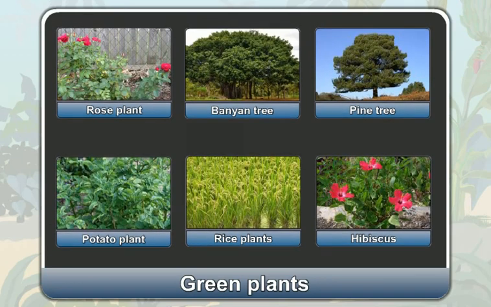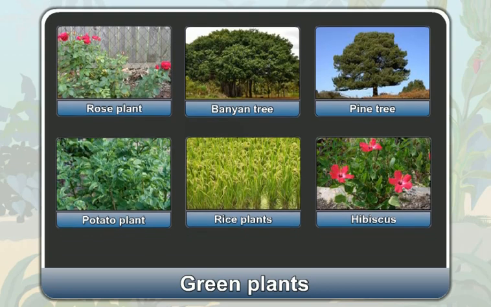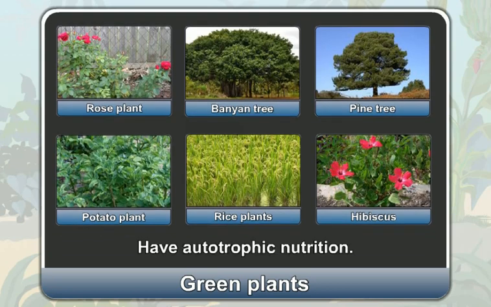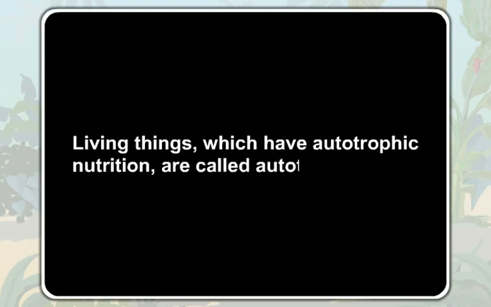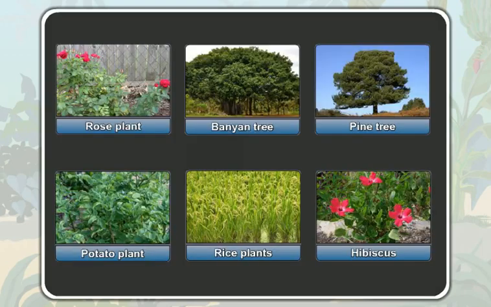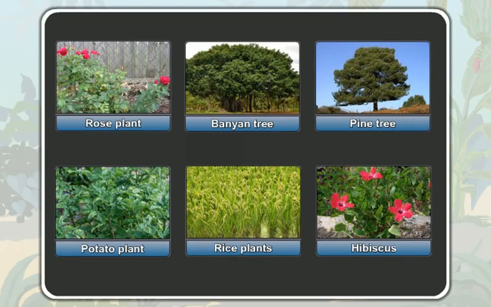As the green plants consume the food prepared by themselves, they are said to have autotrophic nutrition. Living things which have autotrophic nutrition are called autotrophs. So, all the green plants are autotrophs.